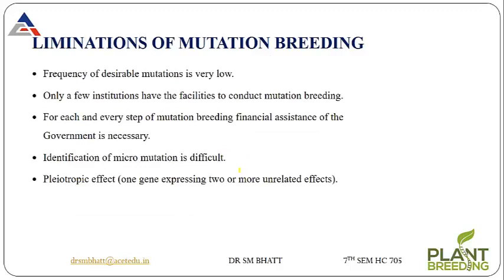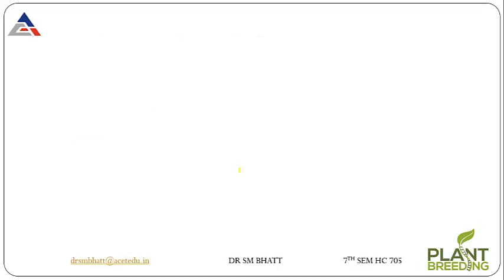So what is the limitation of mutation breeding? You can see a desirable mutation is very rare. Few institutions have the facility to conduct mutation breeding, and for each and every step of mutation breeding, financial assistance is required. This is very, very costly, and also very dangerous. So you must have a proper facility to conduct it, and that can be provided only by the government. Identification of micromutation is called pleiotropic, one gene expressing more unrelated effects.